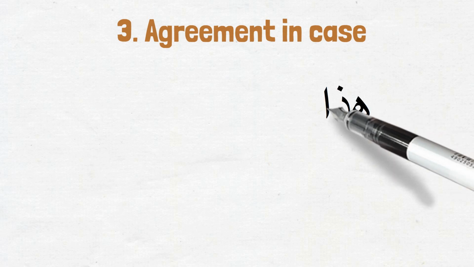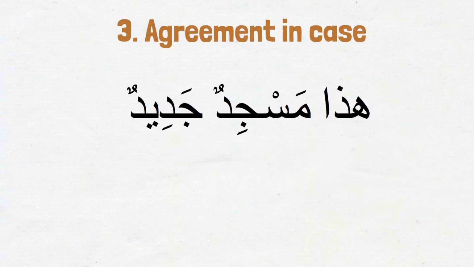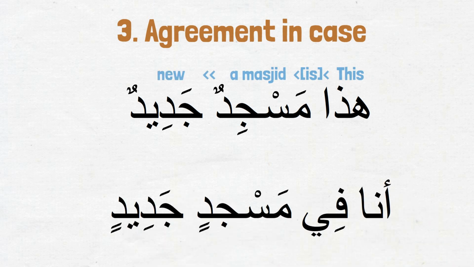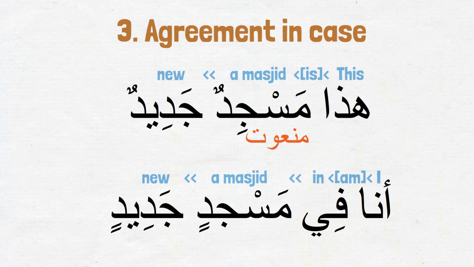Here are a few examples. هذا مسجد جديد. This is a new masjid. أنا في مسجد جديد. I am in a new masjid. In the first sentence, the ism masjidun is the man'ut, and it is marfu'. Therefore, na'at jadidun is coming as marfu'. In the second sentence, the man'ut masjidin is majrur because of the harf jar coming before it, and its na'at jadidin is therefore also majrur. Also notice in these sentences that both man'ut and na'at are nakira.